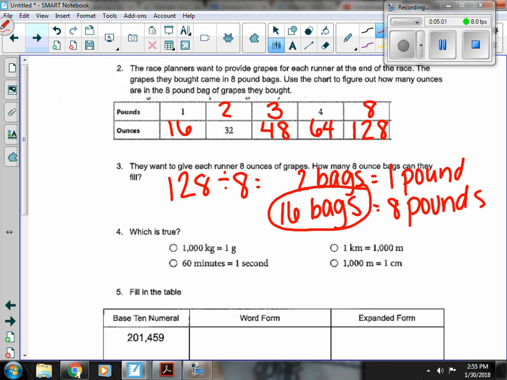Which one is true? Well, kilograms is bigger than grams, so that's not going to work. Minutes are bigger than seconds, so that's not going to work. Meters are bigger than centimeters, so that one's not going to work. And there are 1,000 meters inside of 1 kilometer.